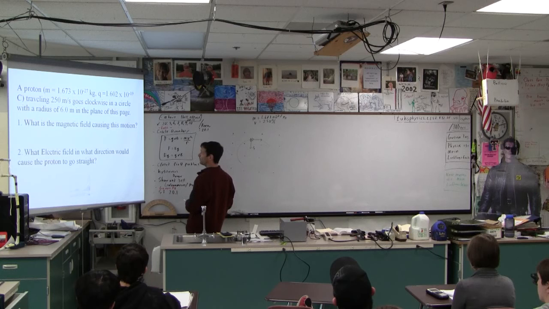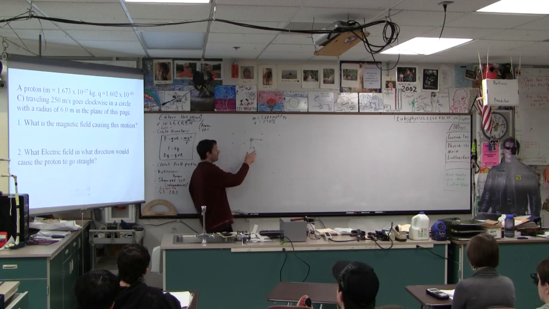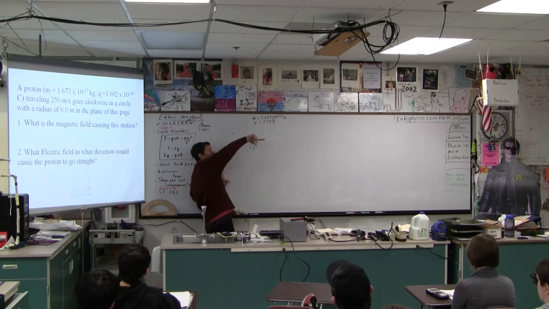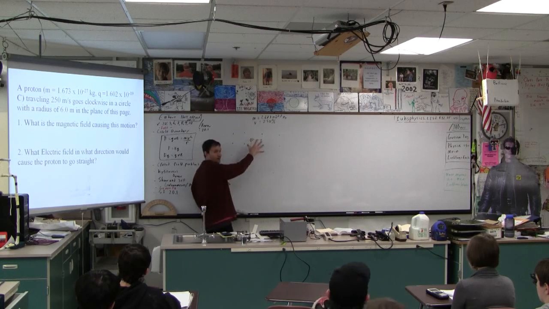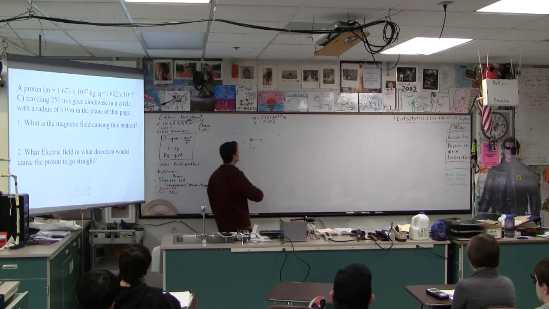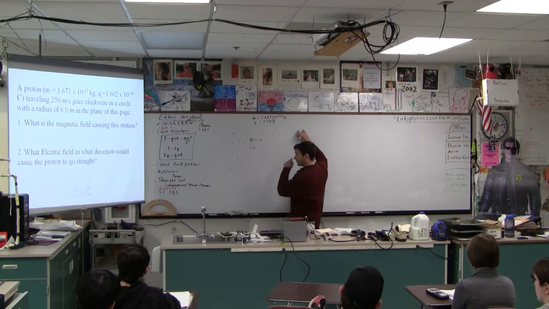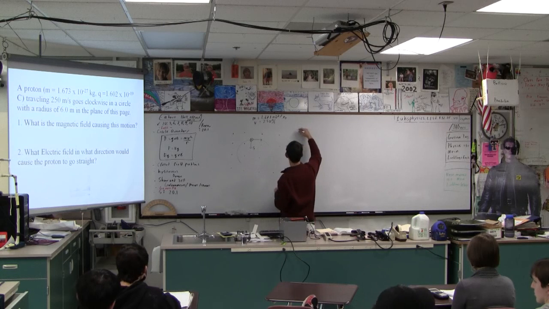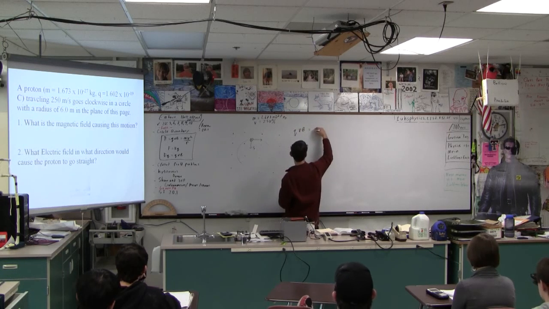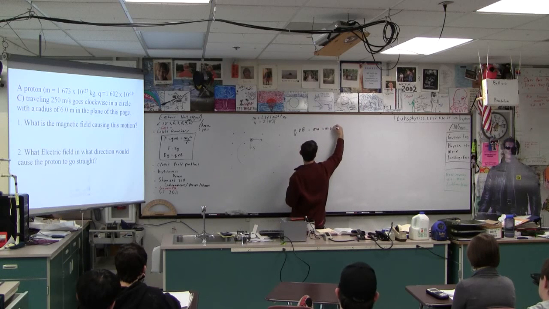And what is the magnetic field causing this motion? Well, it has to be out of the page, because out of the page is the only way that works. So velocity is this way, magnetic field's out of the page, force would be down, it's going to go clockwise. And then the magnitude of the magnetic field that would cause this, we say that QVB equals MA equals MV squared over R.